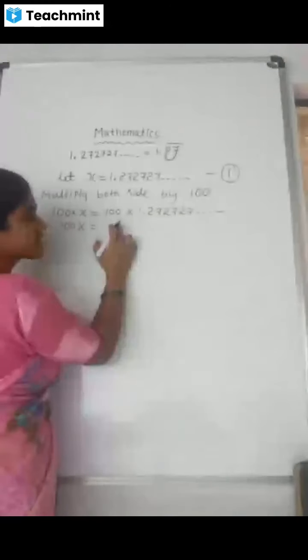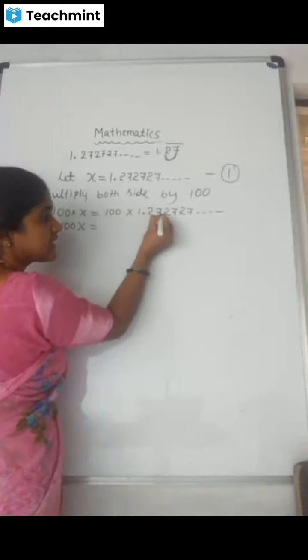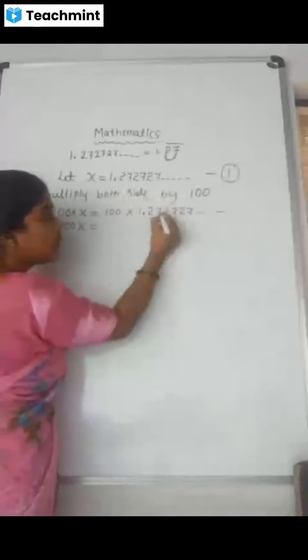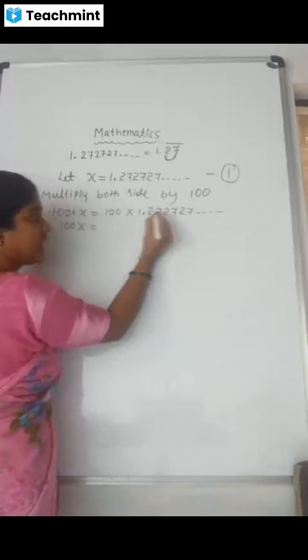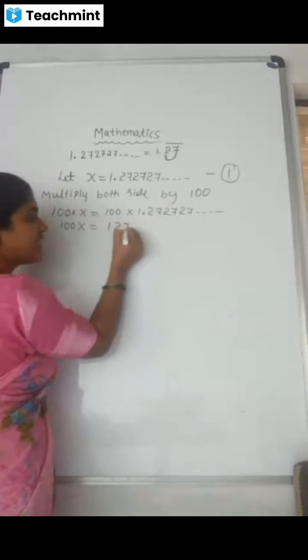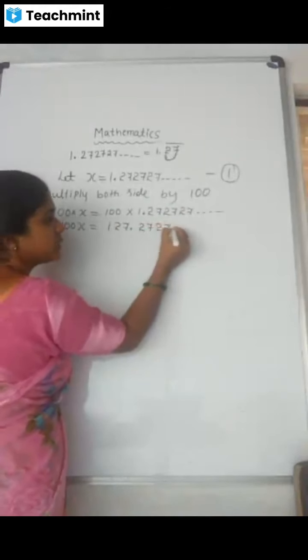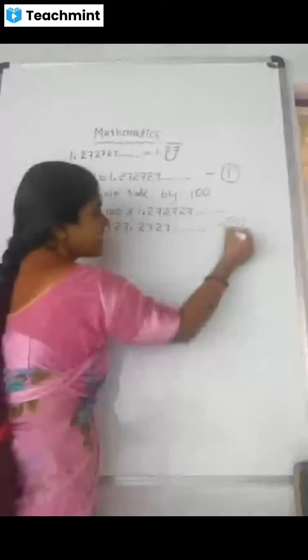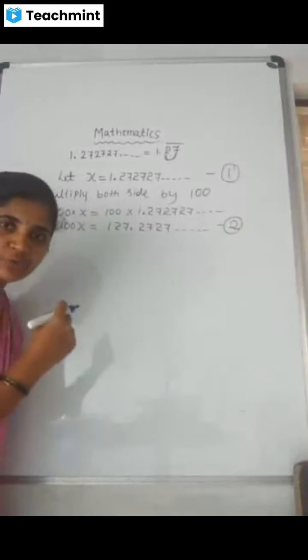So 100x is equal to 100 into this one. How to do that? The decimal point is just transferred after 2 digits, that means we jump 2 digits when multiplying by 100. That gives 127.2727 and so on. Call this equation 2. Got the idea up to this one?